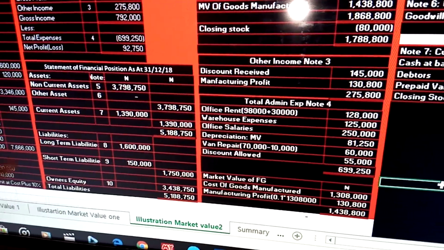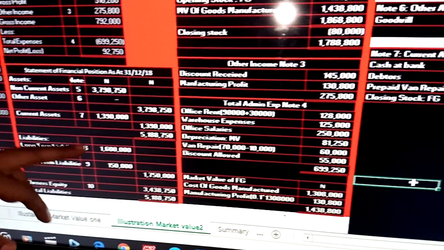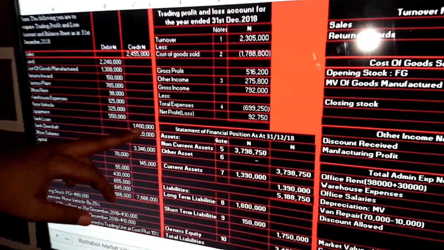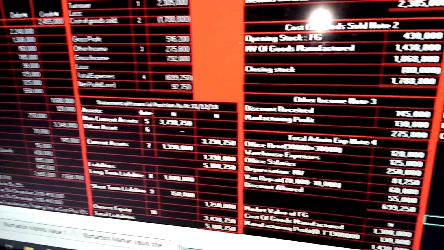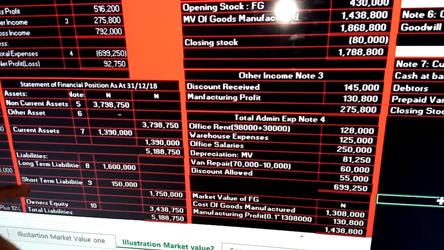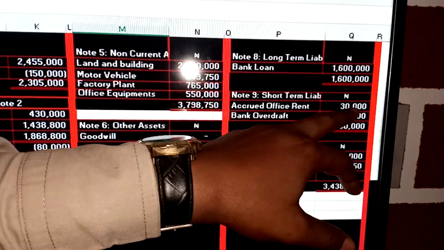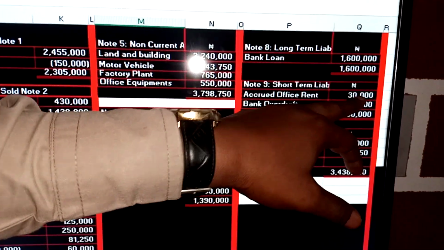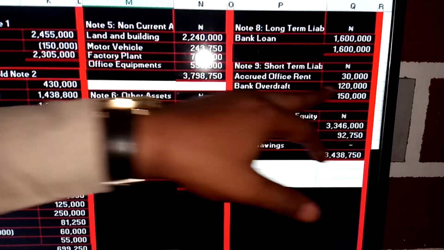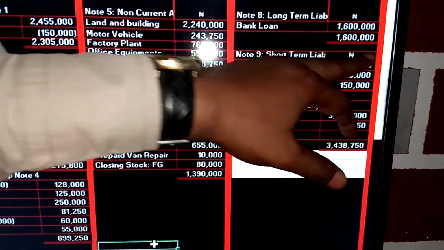So the next one is your liabilities. Long-term liability, note 8. What are they? Just bank loan. So you have your bank loan here, 1.6 million. If you have other long-term engagements, put it there. So we have short-term liabilities, note 9, 150,000. What are they? Accrued office rent. You know, accruals are more like amount owed to creditors. So that's why it's a current liability, a short-term liability.